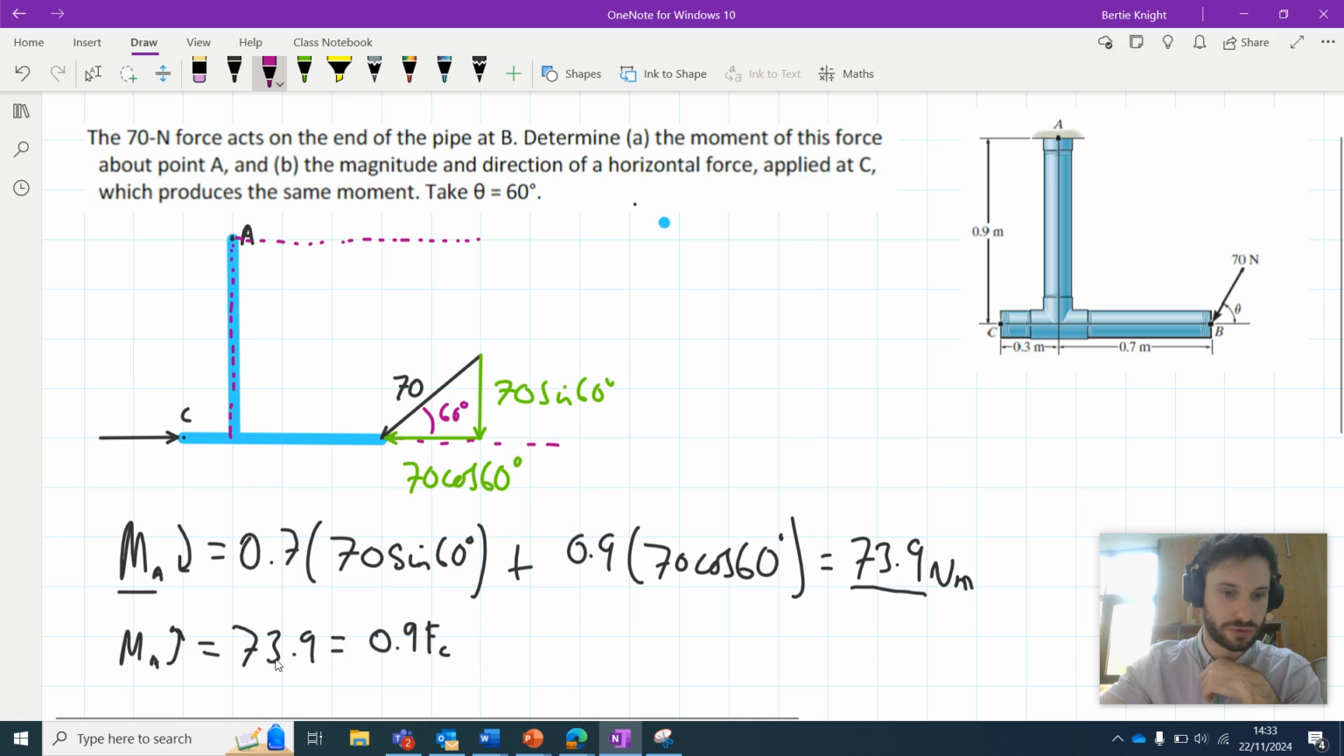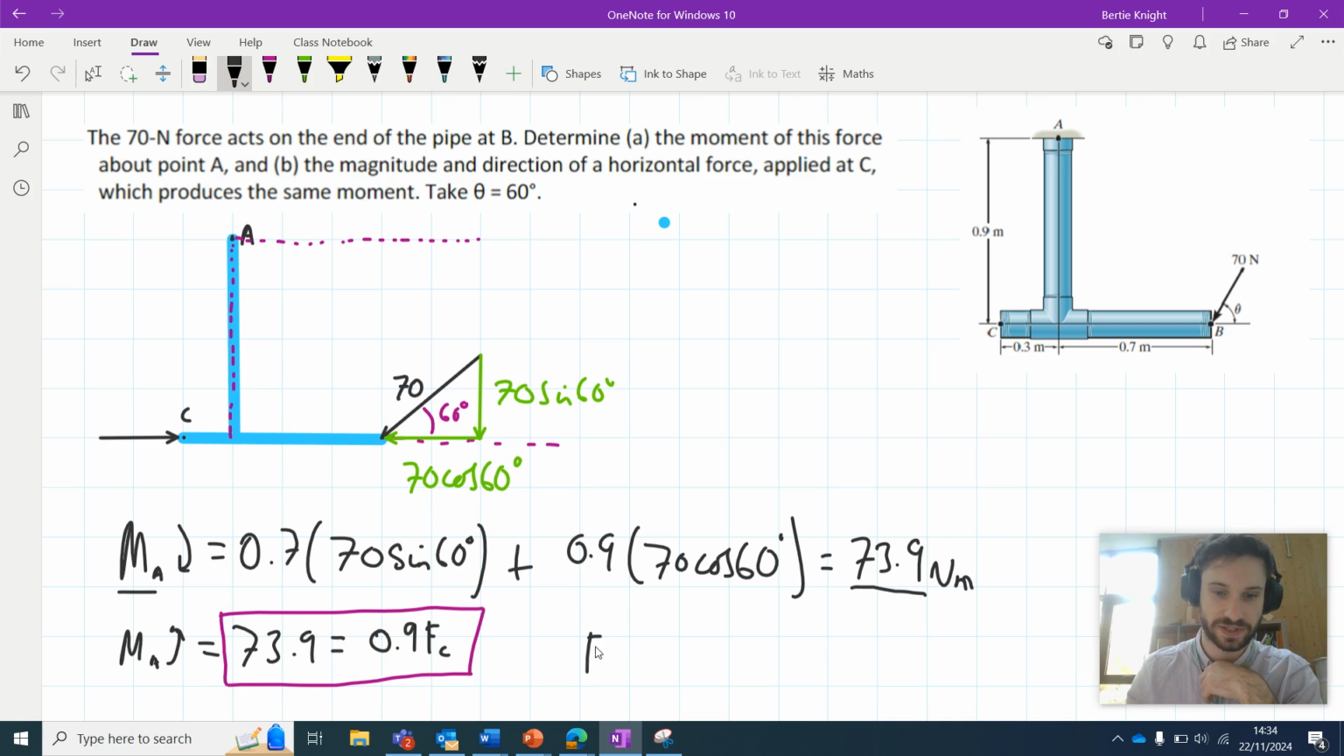And lo and behold, we have a solvable equation here, right? We can just rearrange this for F_C. F_C is equal to 73.9 over 0.9. This gives us a value of 82.2 newtons.